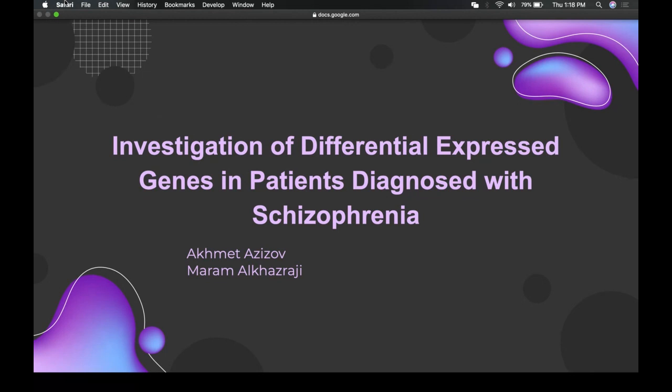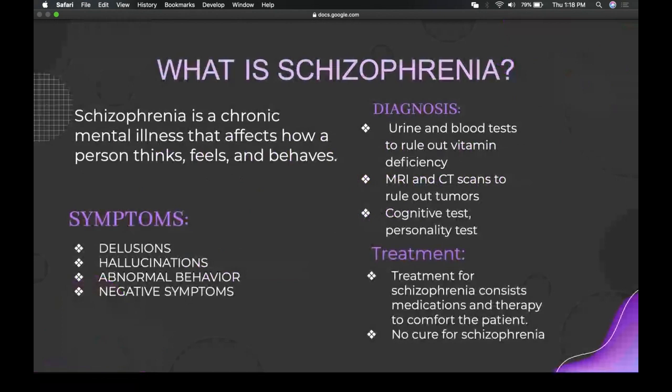So we work together to discuss the investigation of differentially expressed genes in patients that were diagnosed with schizophrenia. So first of all, we'll start with explaining what is schizophrenia.